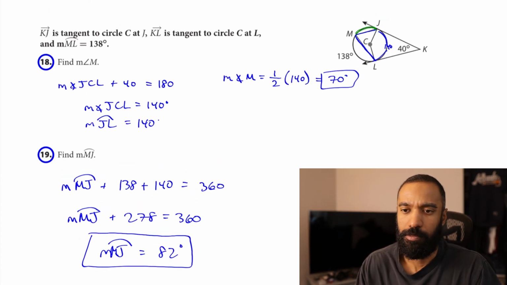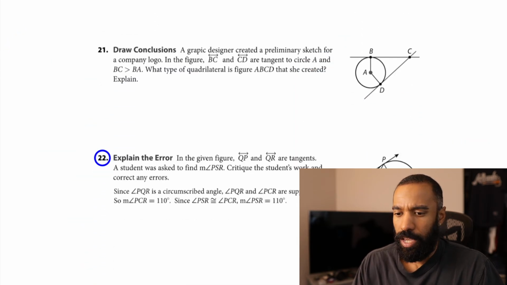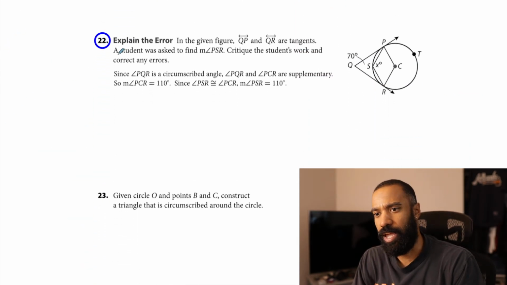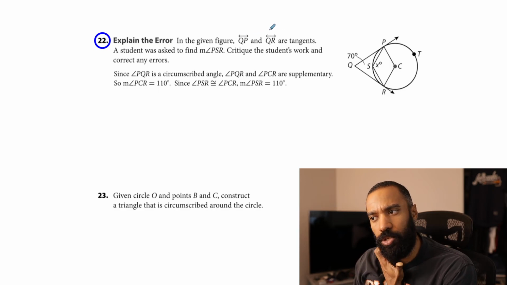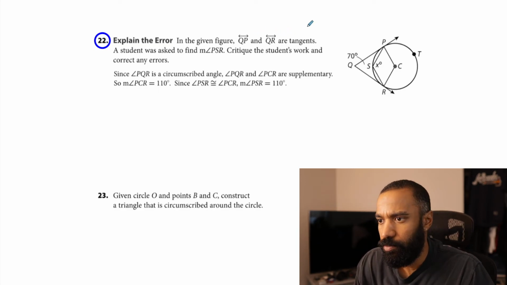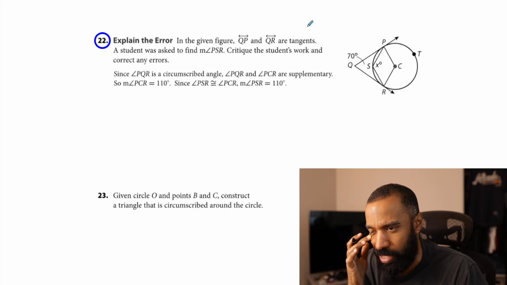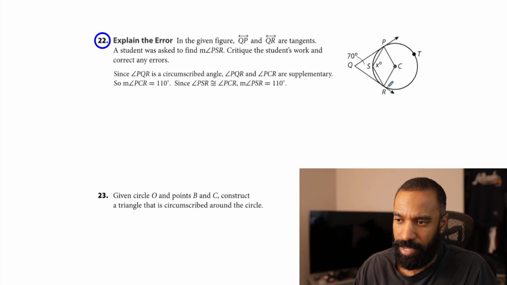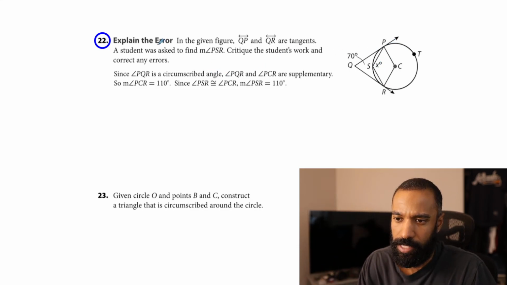Yeah, that's the last part. I think I have one more. Yeah, okay, explain the error. In the given figure, QP and QR are tangents. A student was asked to find the measure of angle PSR. It's where that X is labeled. Critique the student's work, and correct any errors.